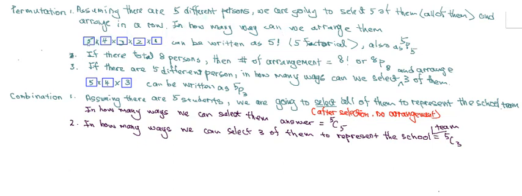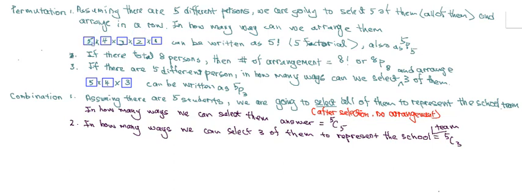Now let's look at it. There are 5 positions where you can put them in a row. To fill the first position on the left, how many choices do you have? You have 5 persons. You can pick 1 out of 5. So basically, you have 5 choices.